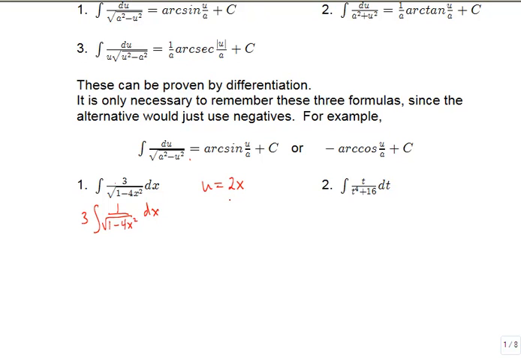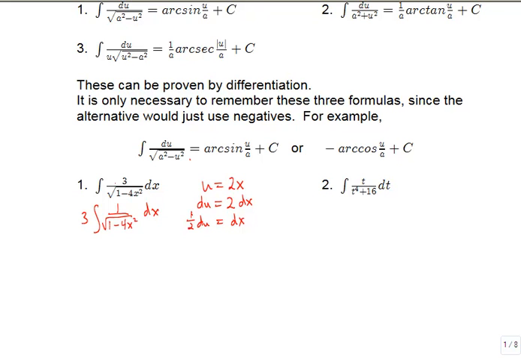Now, before we substitute in, let's find our du. So the derivative of u is just du, and the derivative of 2x is 2, and we put that dx on the side. So if you solve this for dx, we can divide that 2 over to the other side, which makes it become a 1/2 du is going to be what our dx turns into.